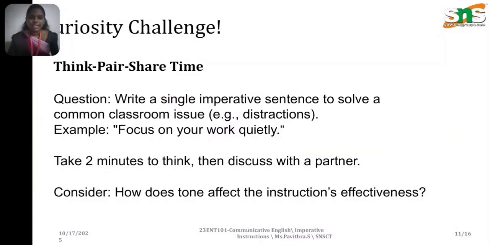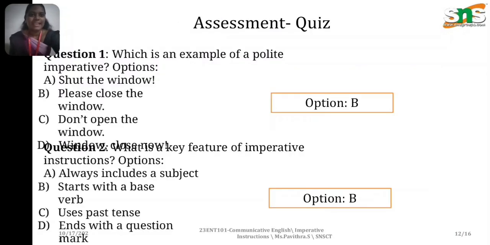And here's a challenge for you. Write a single imperative instruction to solve a common classroom issue, for example, distractions. Here I am giving an example: focus on your work quietly. Take 2 minutes to think, then discuss with a partner. This is the activity I give you just for fun.